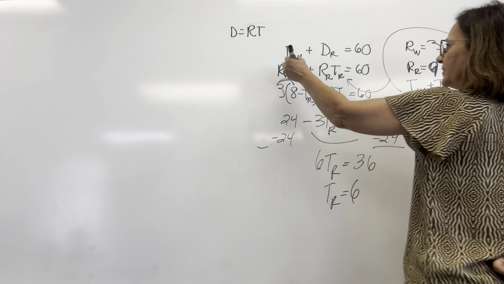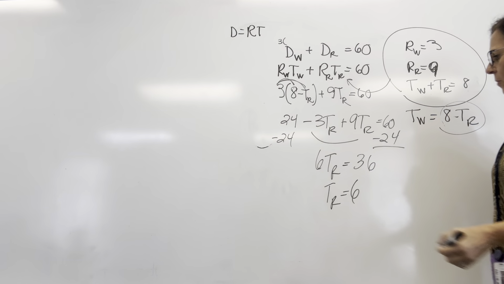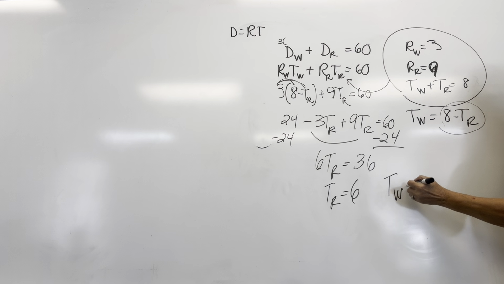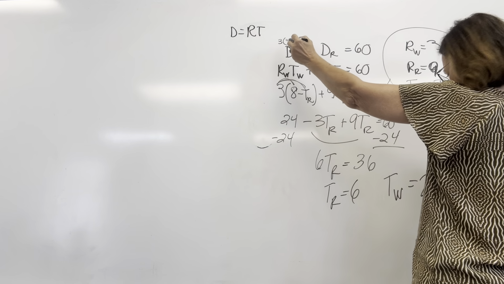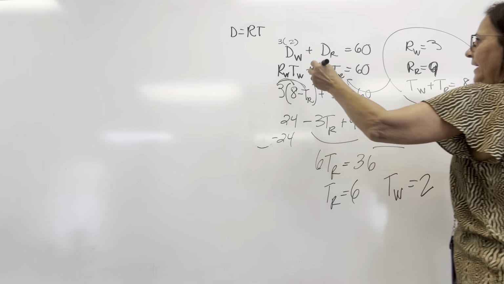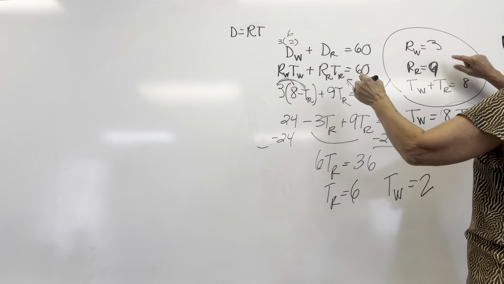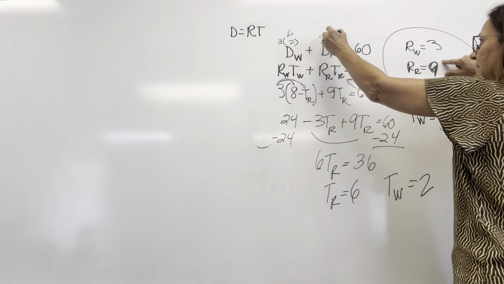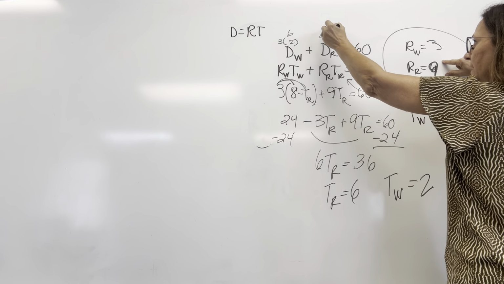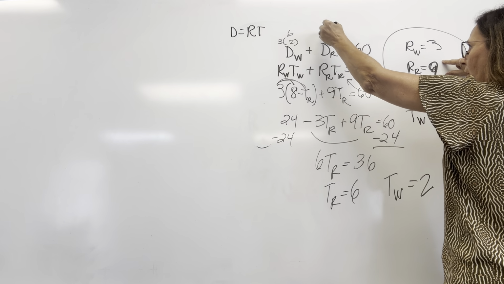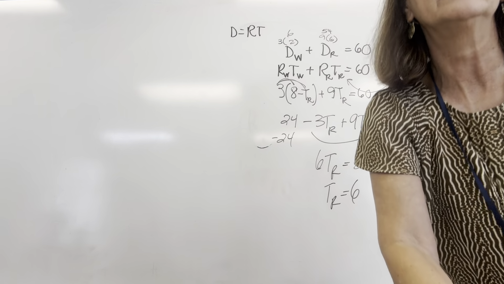And so now, all right, we're going to put these back in. Rate, that's 3 times, what's the time of W? 2. So putting it back in, we always go back and put it in. 3 times 2, he walked 6 miles. And the distance he rode was 9 times 6, which is what? 54. So that equals 60 miles. So always go back and put it in.